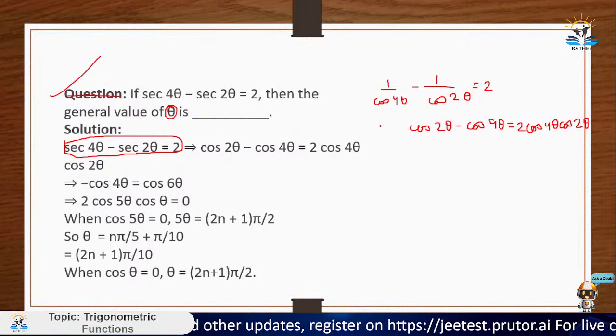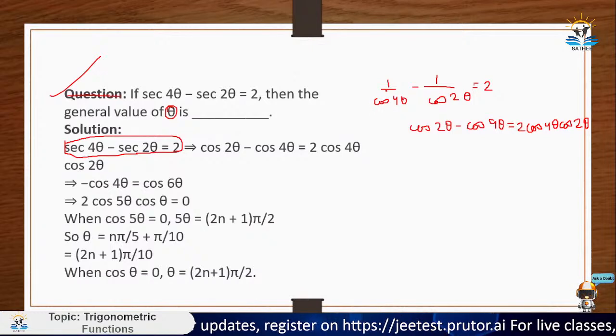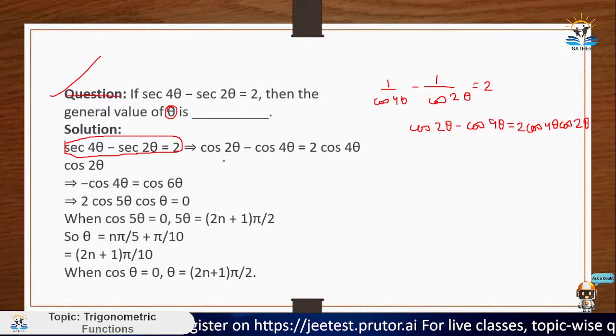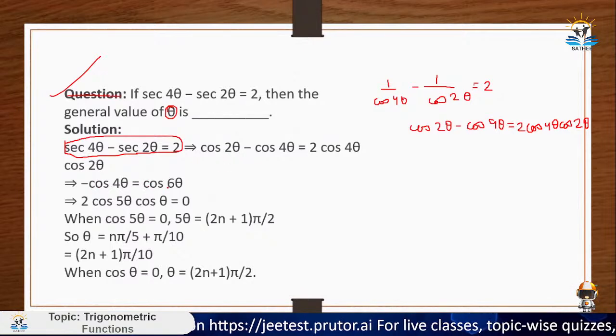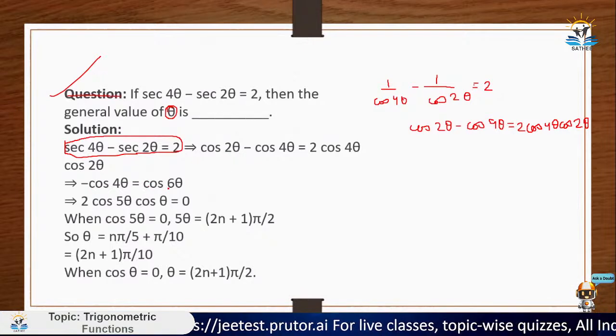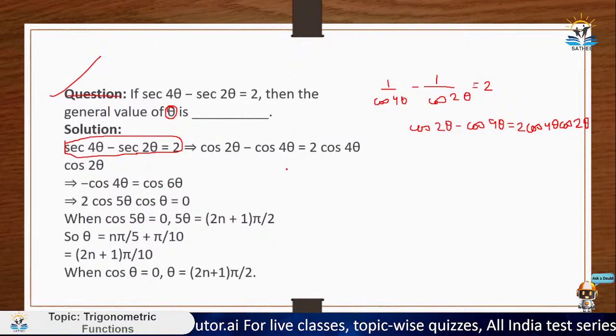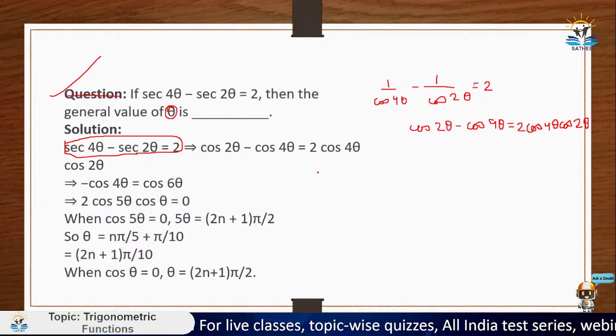So this is where this equation came from. We have just reversed the sec because we know sec is equal to 1 upon cos. So we use this one. From here, we get that minus cos 4 theta is equal to cos 6 theta. How do we get that? You take cos 2 theta that side and take cos 2 theta common. You will get cos 6 theta.